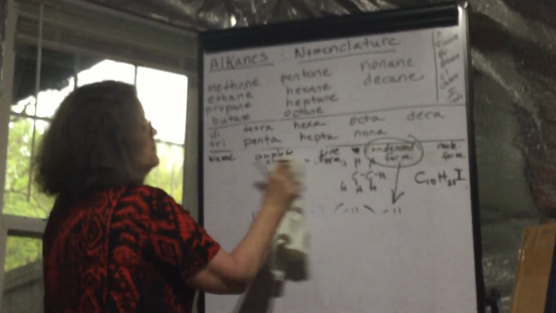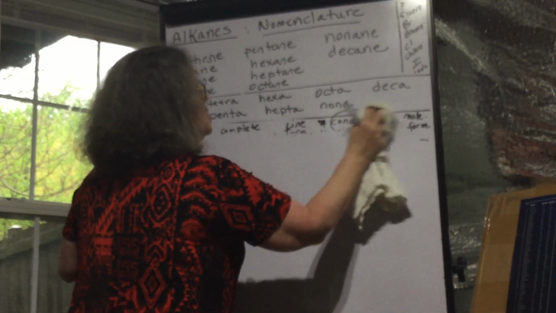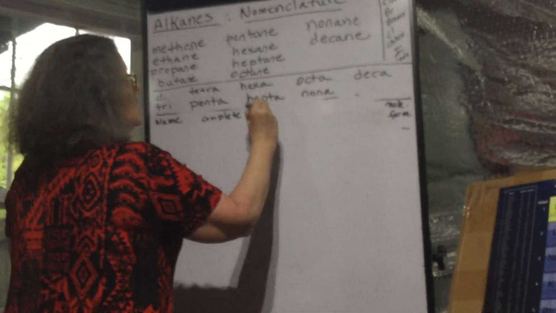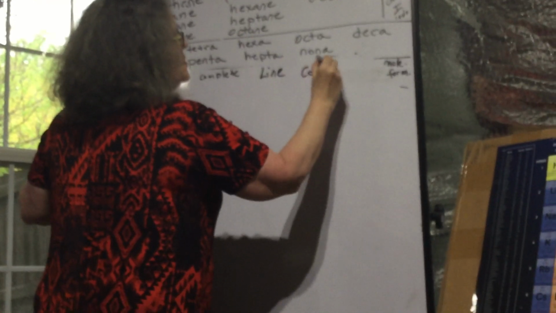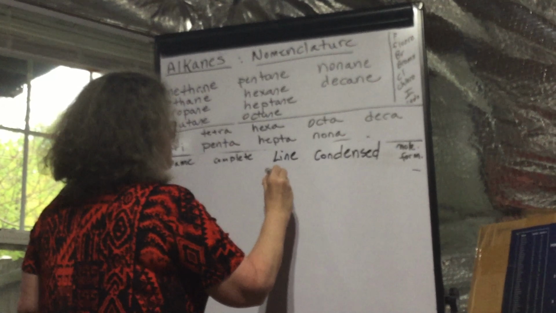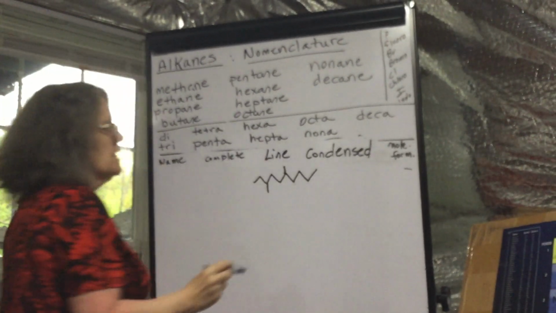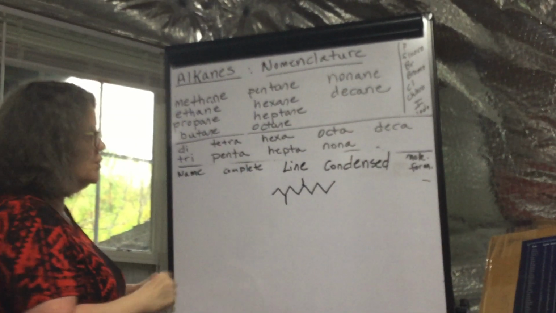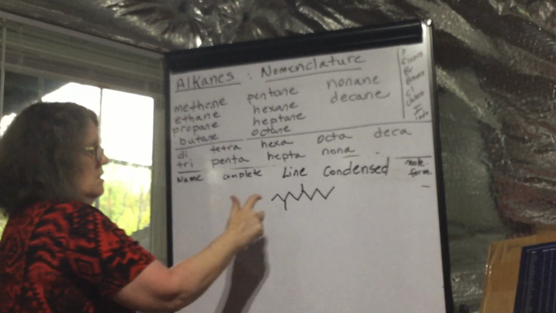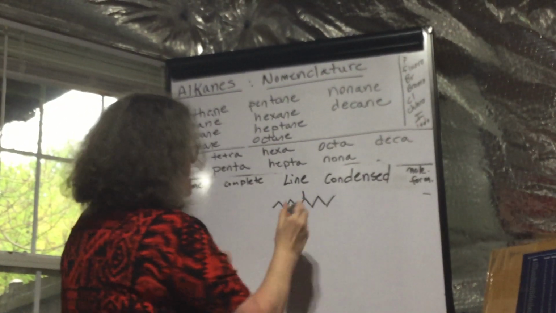Let's take this mess and erase it, or most of it. So let me just do line and condensed. So what if you're given the line formula? For example, what if you're given something like that? Okay. The first thing you do is you count. 1, 2, 3, 4, 5, 6, 7, 8, 9, 10. This is a decane.